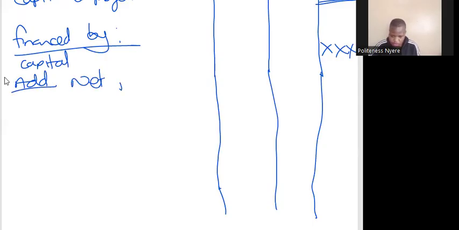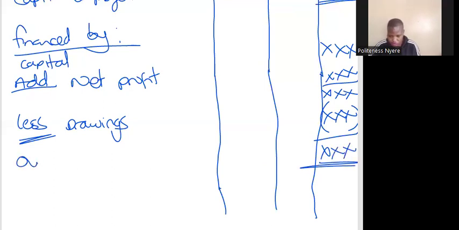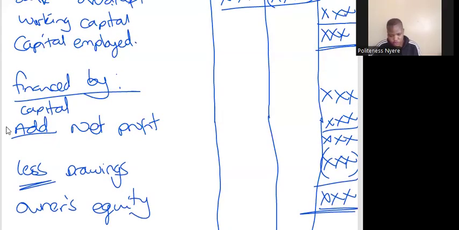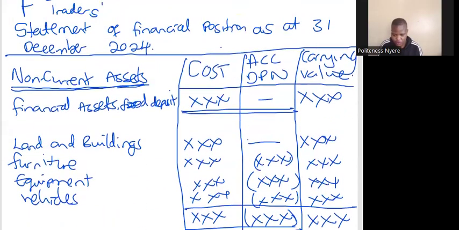Add net profit. The net profit that we found in the income statement. Then we say less drawings. So this figure is called owner's equity. So the owner's equity and the capital employed are the balancing figure. They should balance if everything that you've done is correct. So generally, guys, this is the statement of financial position of a sole trader.